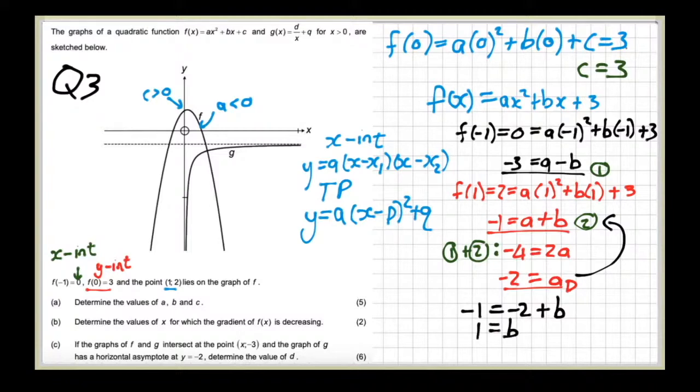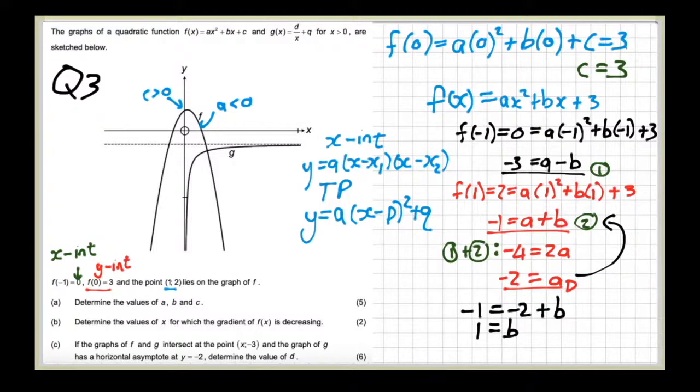Now let's just quickly look at what the question asked. The question specifically asked to determine the values of a, b, and c. Did I answer that question? Yes, I did. So I know that I'm done with this question. If they actually asked me for the equation, I would have had to write f of x equal to that.